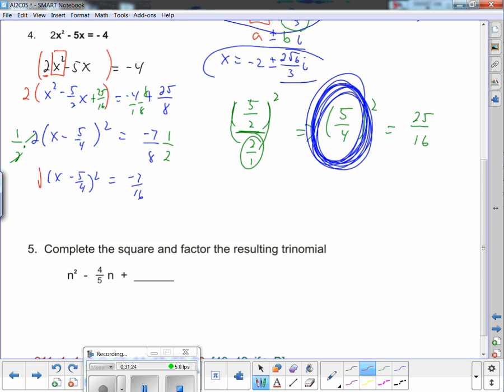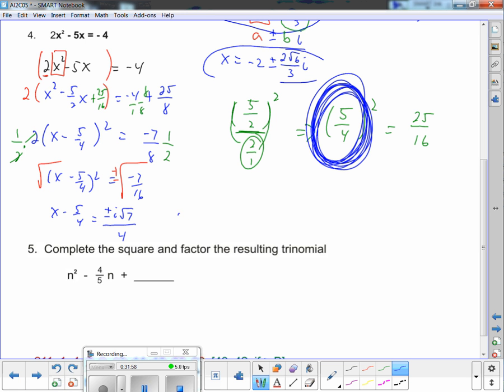Take the square root of both sides. X minus 5 fourths equals plus or minus square root of negative 7 is an i, correct? i times square root of 7. And the square root of 16 is 4. We got to finish it. So I ended up with plus or minus i times the square root of 7 over 4.